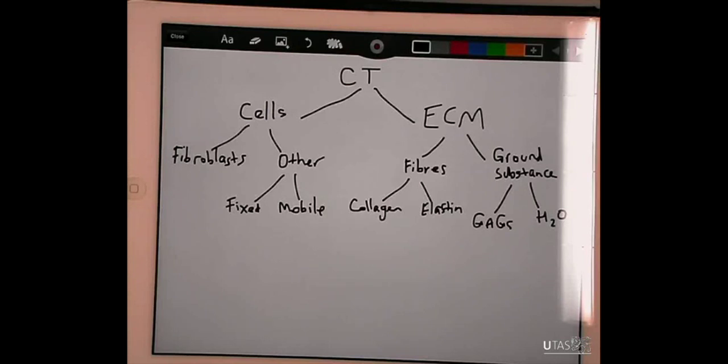So we know that the fixed cells include things like macrophages and plasma cells and things like that. The mobile ones are things like the lymphocytes and the neutrophils and the basophils, any of the white blood cells that can move around within that tissue. So this is the rule of two that I've come up with for connective tissue.